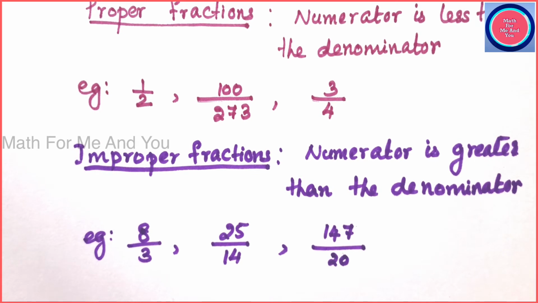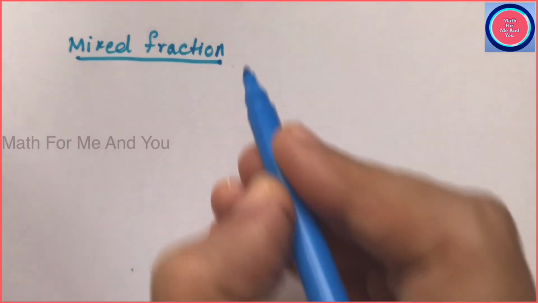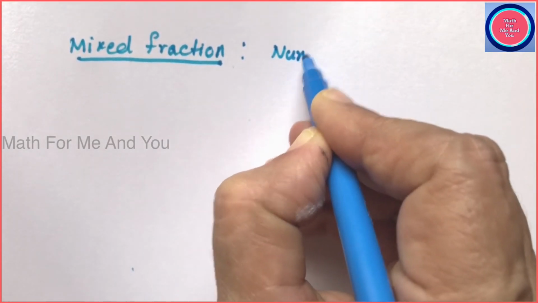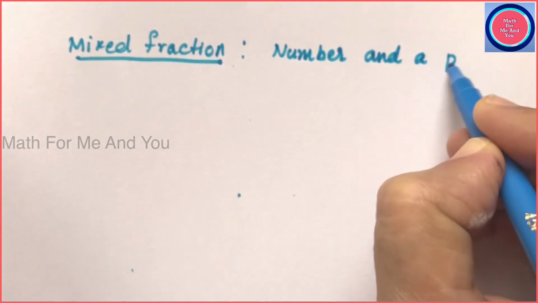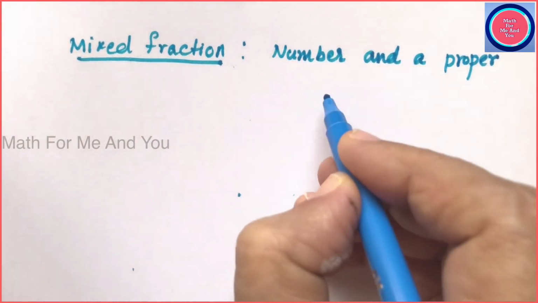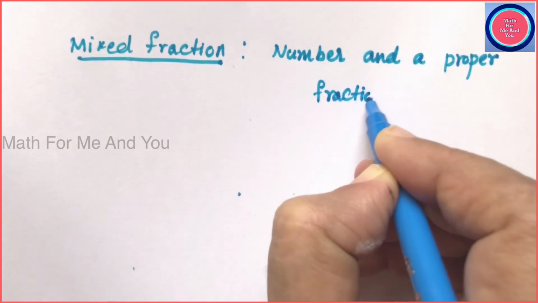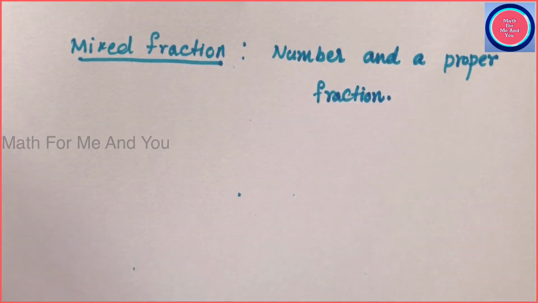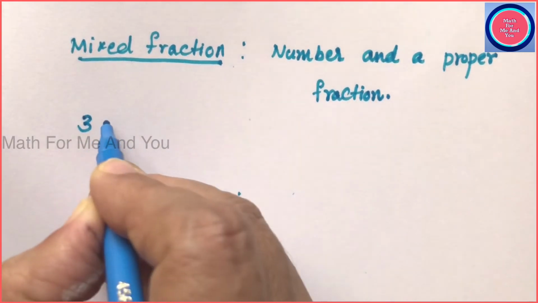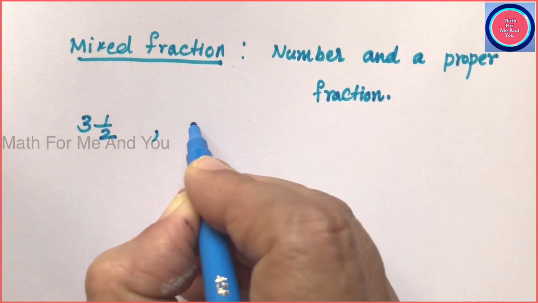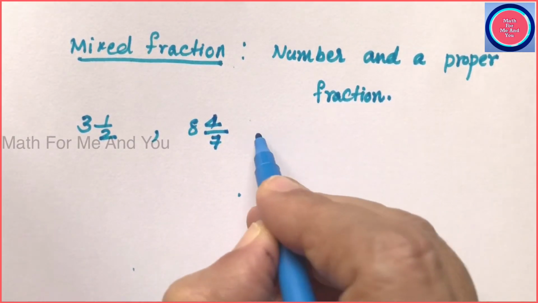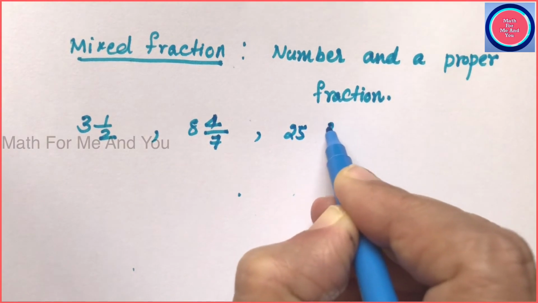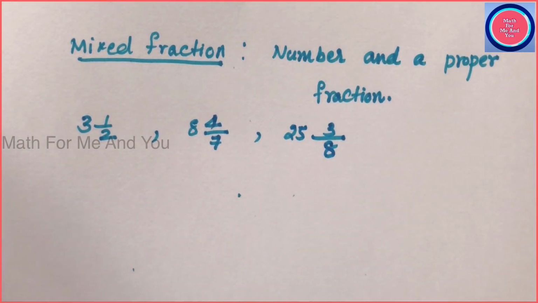Third type is known as mixed fractions. Here the name itself says it is mixing with something. In a mixed fraction, a number is mixed with a proper fraction. That means here we can see a number and a proper fraction together in mixed fractions. Examples: 3 and 1 over 2. 3 is the number part, 1 over 2 is its fraction part. 8 and 4 over 7. Next one, 25 and 3 over 8. All these are examples of mixed fractions.